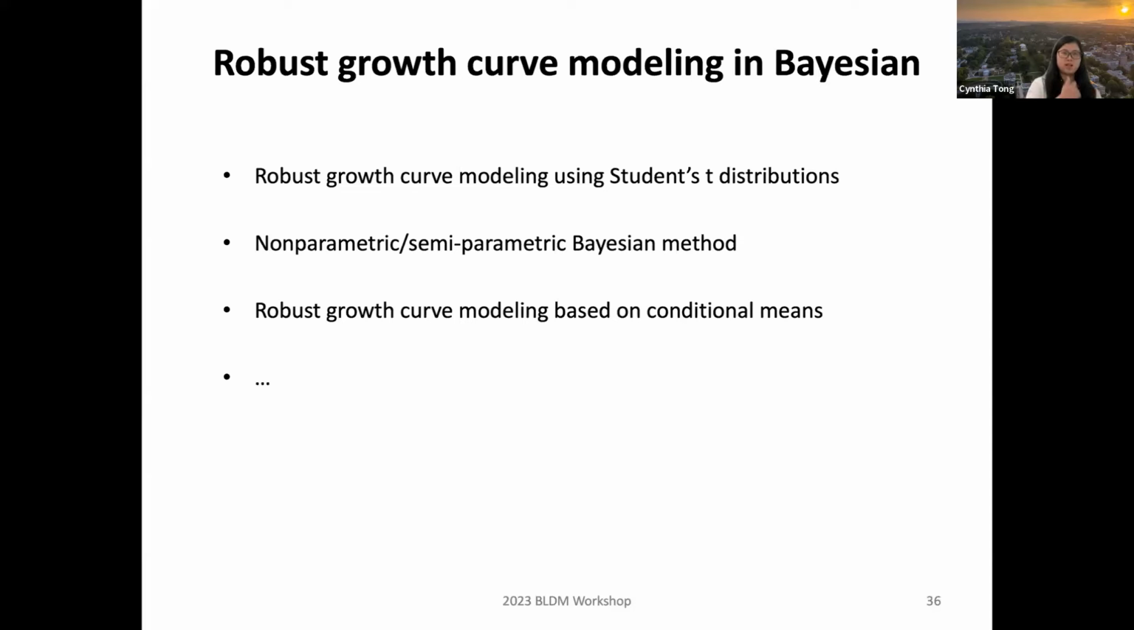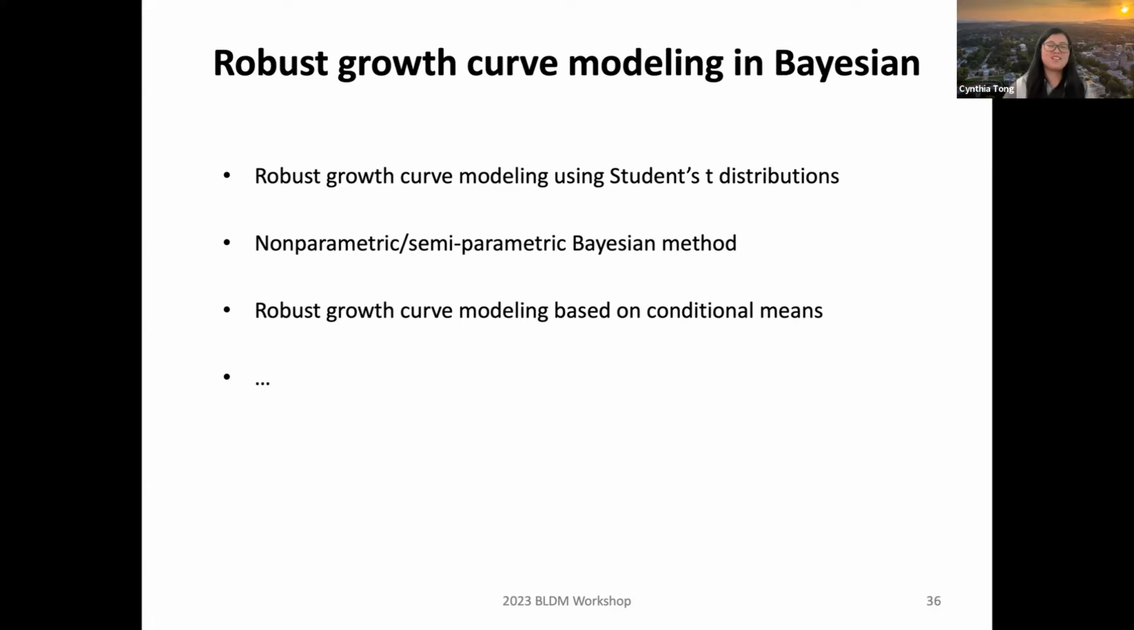I've also developed a robust growth curve modeling approach based on conditional medians. There is a typo here. It should be conditional medians instead of conditional means. When you get your slides from the Moodle website, that will be the correct one. I'll definitely change this after I record this.